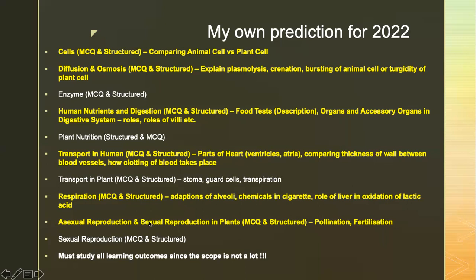Asexual reproduction, I think the focus will be more on pollination, cross and self-pollination, and fertilization. That one was not tested at all, so pay attention to that. For sexual reproduction, I think just study as per normal. Know the parts, functions, menstrual cycle. Menstrual cycle this time around may just come out in MCQ.